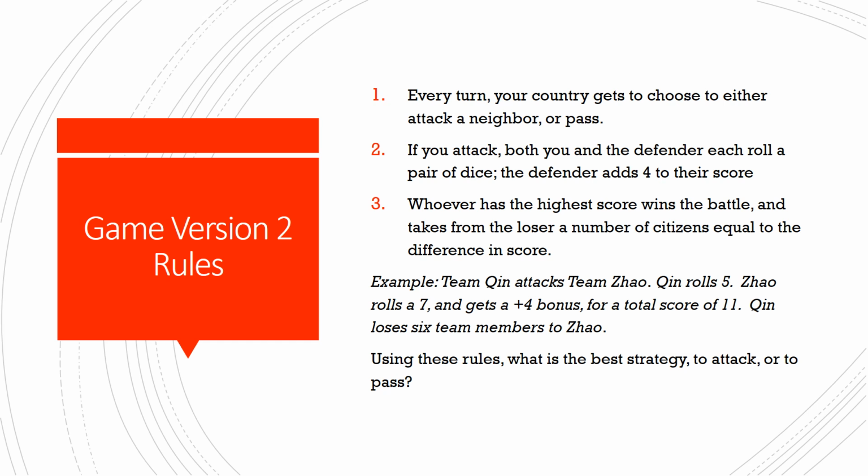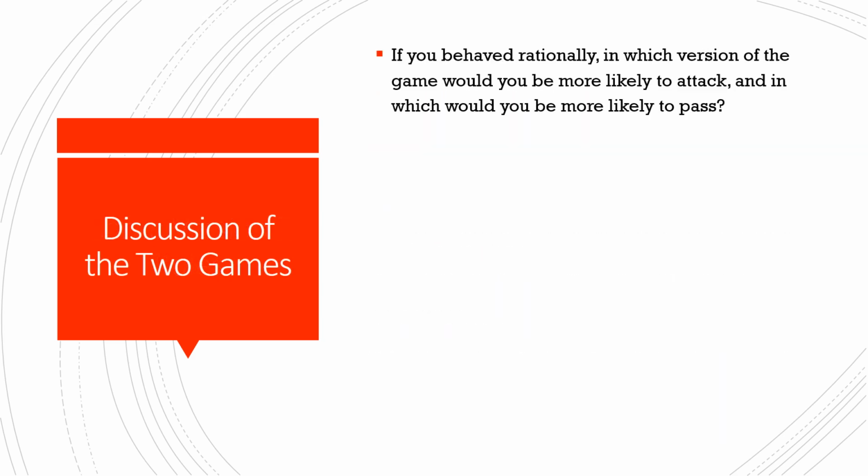So, in this version, let's say Team Qin again attacks Team Zhao. Qin rolls a 5, Zhao rolls a 7, and they get a +4 bonus for a total score of 11. Because 11 minus 5 is 6, therefore Qin loses 6 team members to Zhao. So, using this alternate set of rules, what would the best strategy be now? To attack or to pass? Now, if you behaved rationally in both versions of the game, in which version of the game would you be more likely to attack, and in which version would you be more likely to pass?